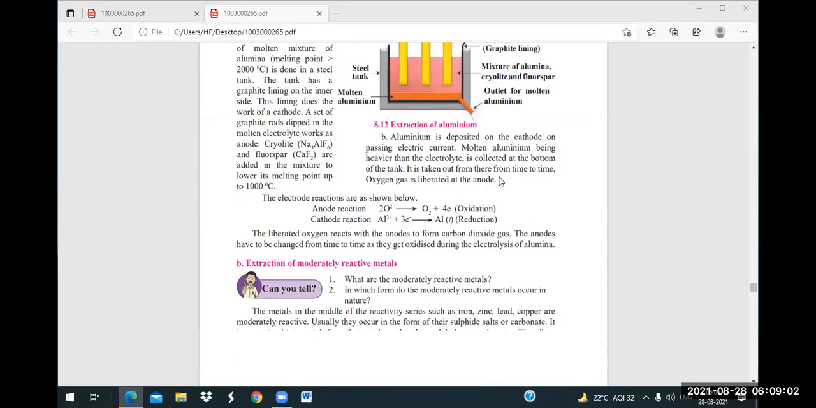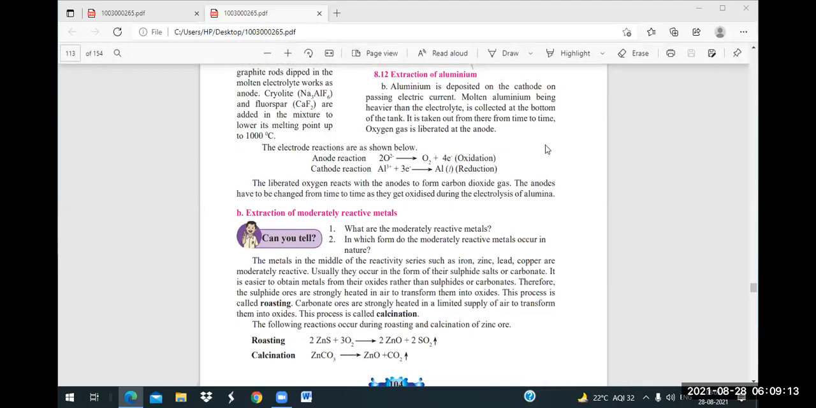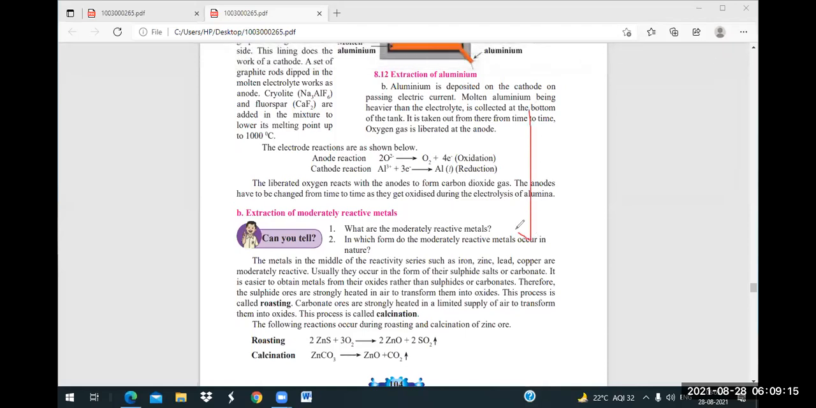We have seen about the reactivity series, and in that series, we have seen that metals are arranged from top to bottom. Suppose first potassium was there, then sodium, then calcium, magnesium, and in the middle you see iron was there, correct? Then zinc, lead, copper.